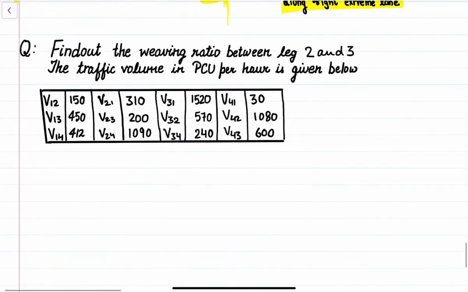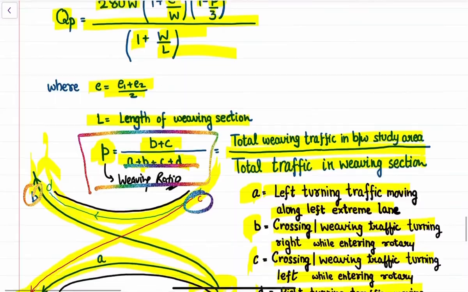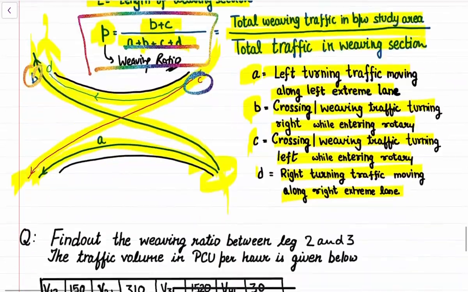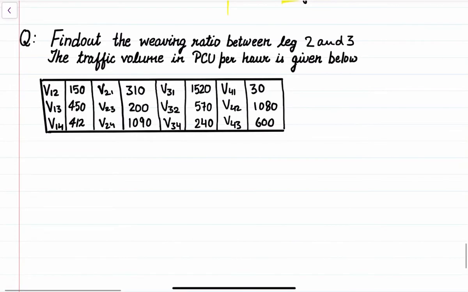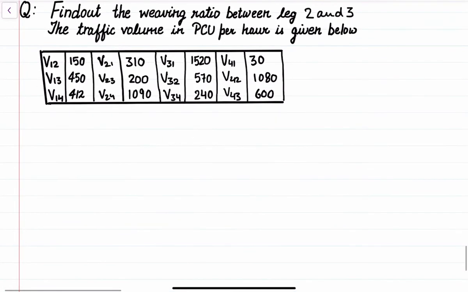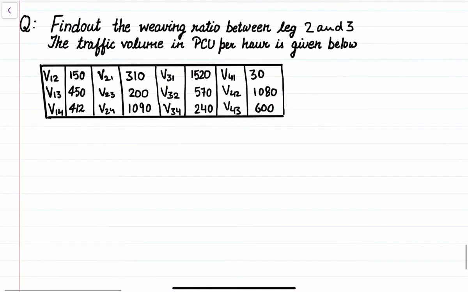So let us just quickly do a quick numerical on this weaving ratio. Rest everything we'll cover in a new video lecture, but we'll just discuss this numerical on the weaving ratio. The question is that we have to find out the weaving ratio between leg 2 and 3. The traffic volume in PCU is given in this table.